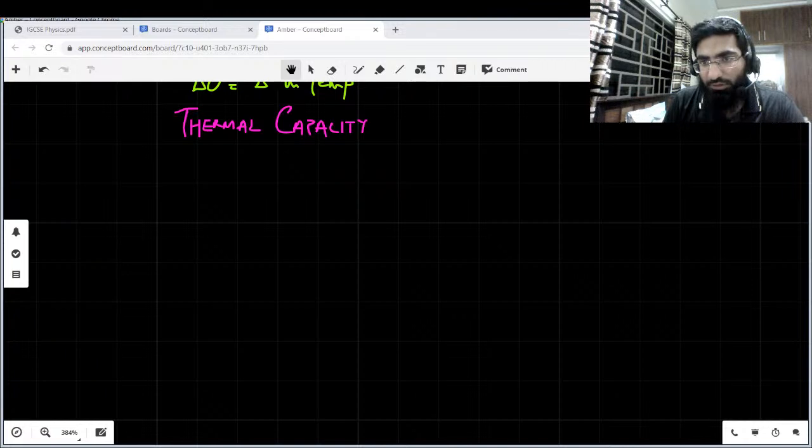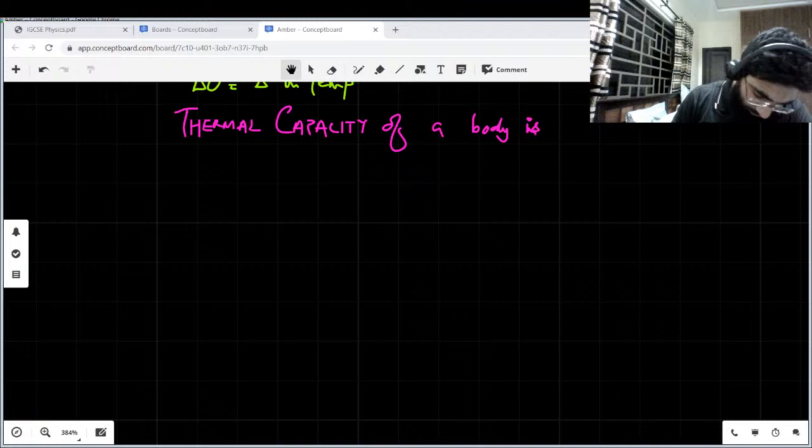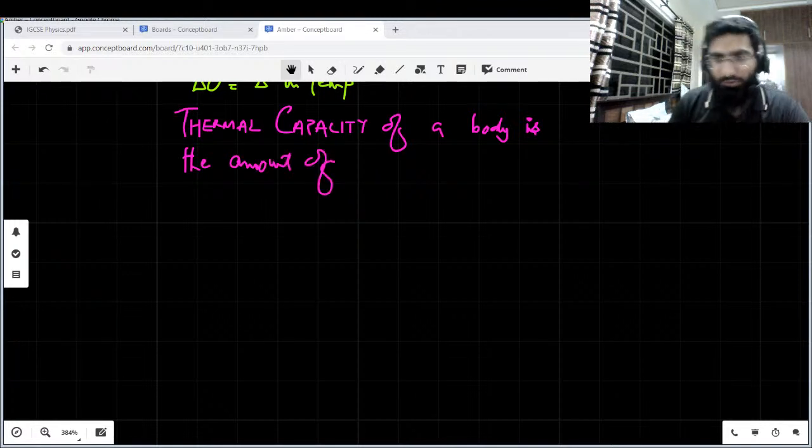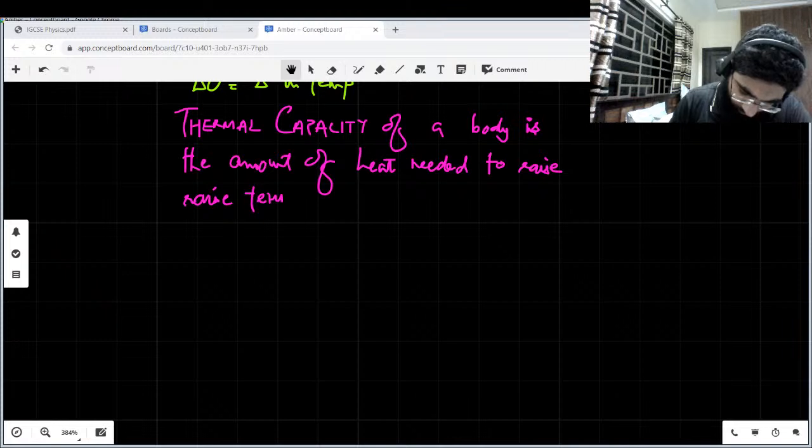So, thermal capacity of a body is the amount of heat needed to raise the temperature of a body by 1 degree centigrade.